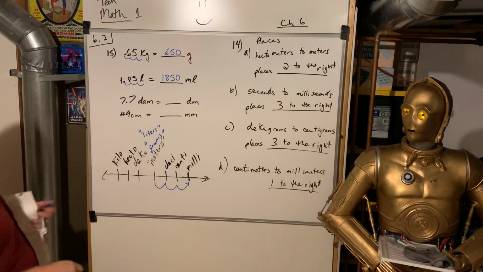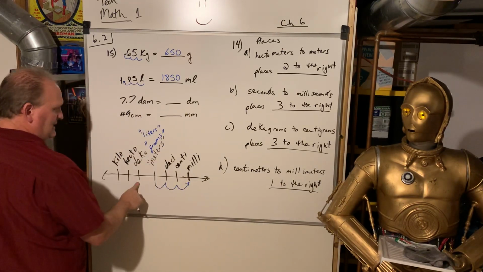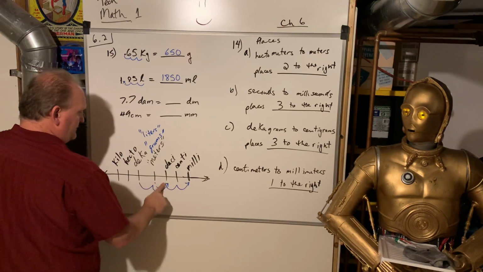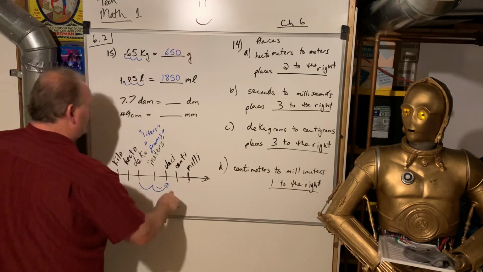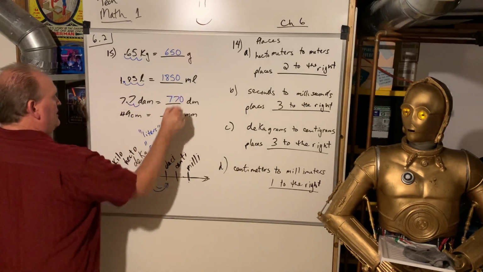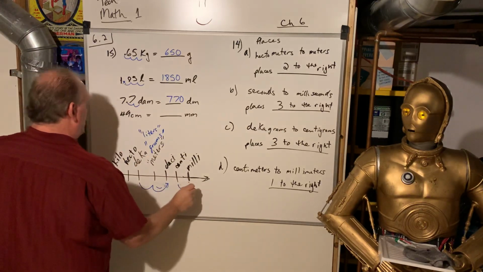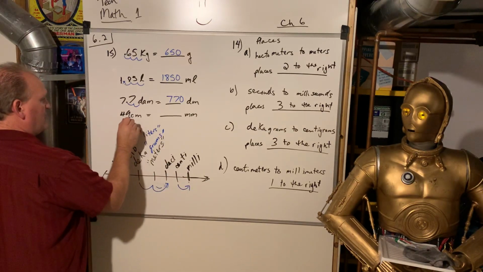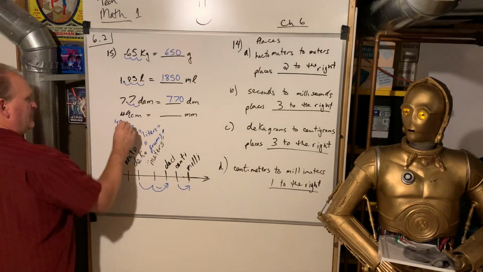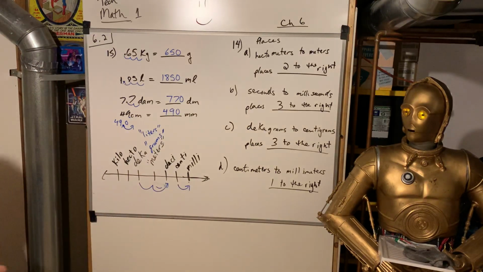Okay. How about from deca to deci? From deca to deci, that's only 2 places to the right. So 2 places to the right, that's 770. And centi to milli, that's 1 to the right. The decimal's already after the 49, and we're going to move it one more spot. So 490. All right.